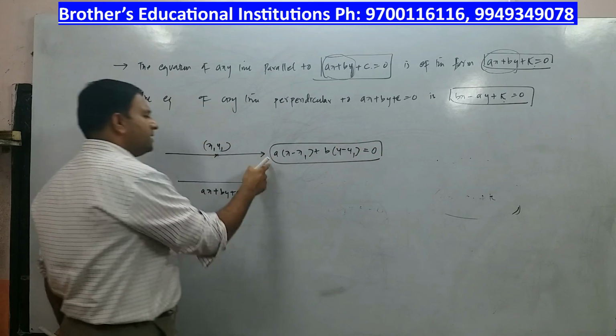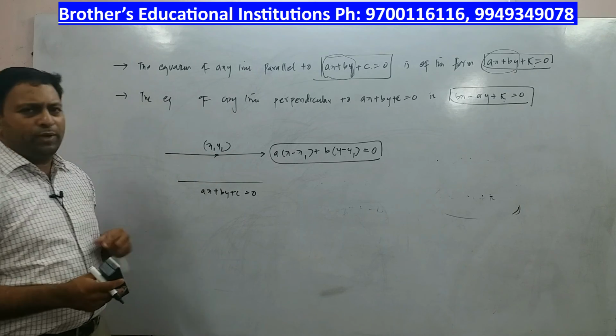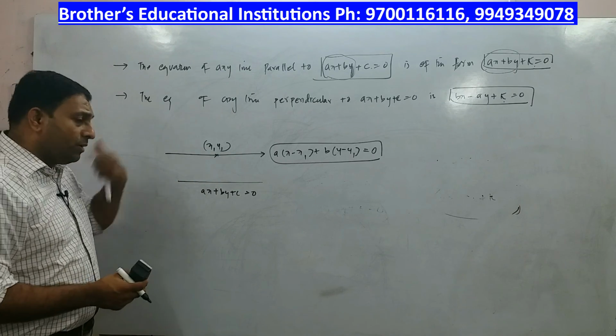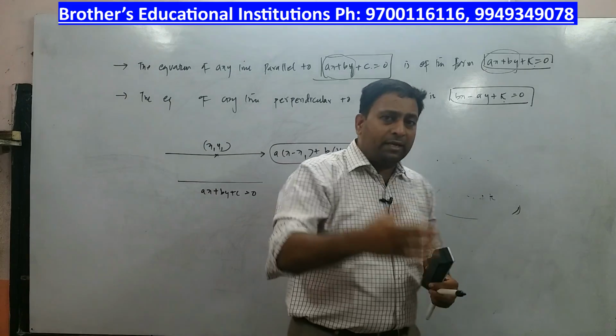Alright. So what is this? This is the equation of any line passing through x1, y1 and parallel to ax plus by plus c is equal to 0. So I want you to note down this verbally also. Come on, you can note down. I am dictating. Right? Please write down.